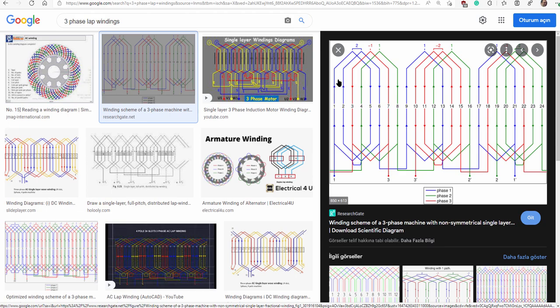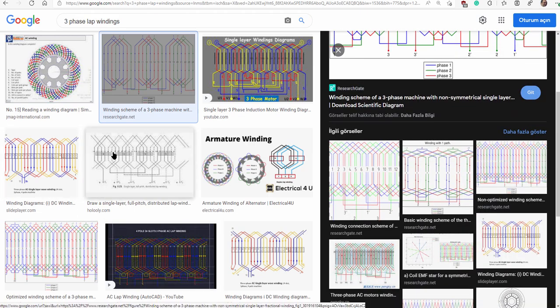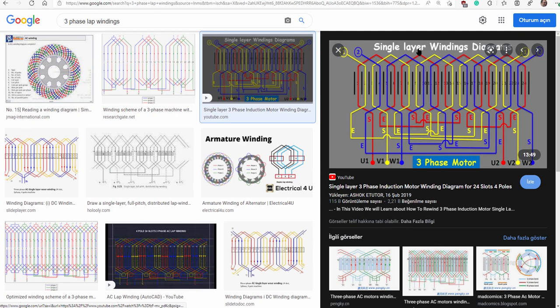And then here's something not symmetrical. I don't like it. Yes, that is the lap winding. In fact, you can watch the drawing in YouTube here in English possibly.